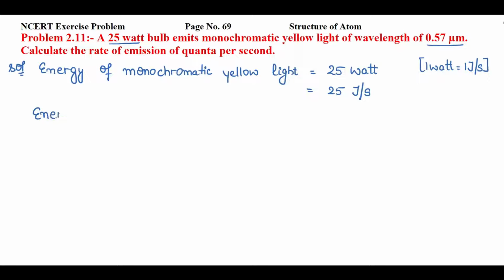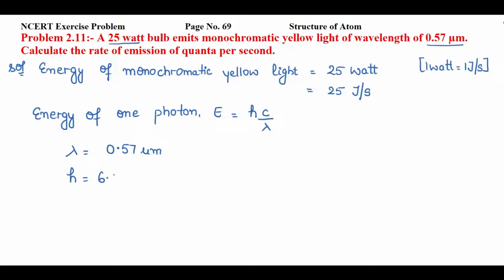So for energy of one photon, we'll use the formula. You can write energy of one photon, it is denoted by E and equal to hc by lambda, because we are having wavelength, so we have to find the relation according to the wavelength, right? So wavelength is equal to 0.57 micrometer and this h is Planck's constant, 6.626 into 10 raised to power minus 34 joule second. C is velocity of light, so 3 into 10 raised to power 8 meter per second.